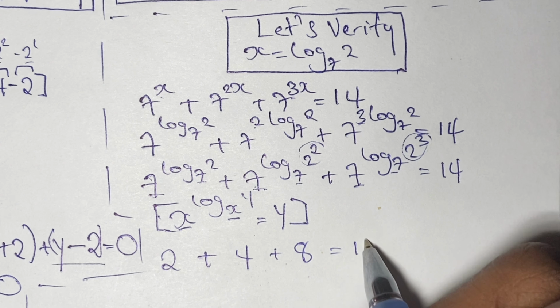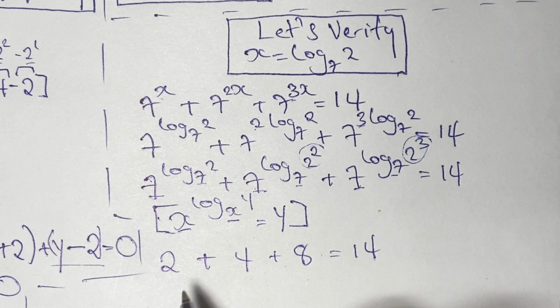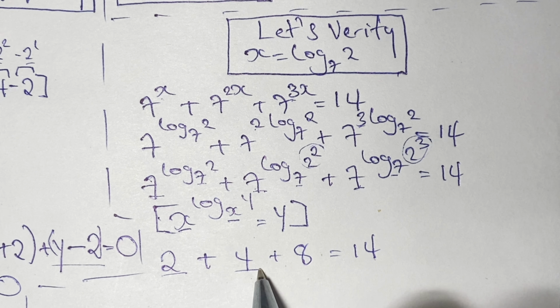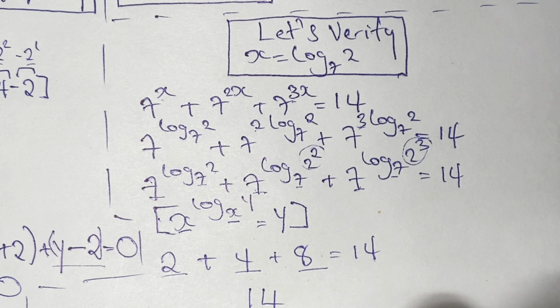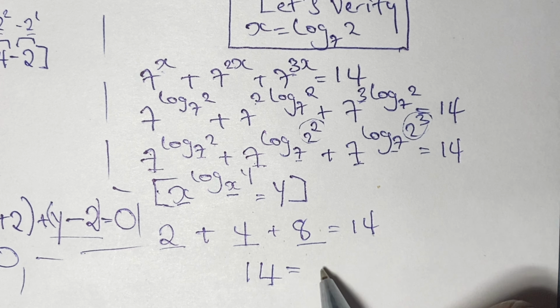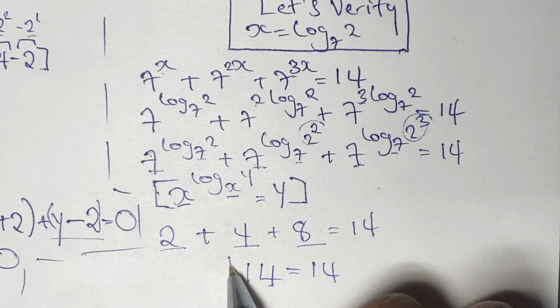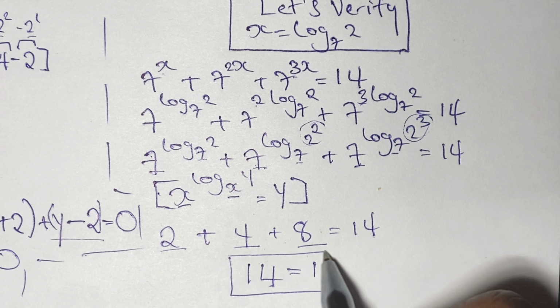So we'll have 2 plus 4 plus 8 is equal to 14, and now is that true? 2 plus 4 is 6, and 6 plus 8 gives us 14. So there we have it. Our solution is verified. x is indeed equal to log base 7 of 2.